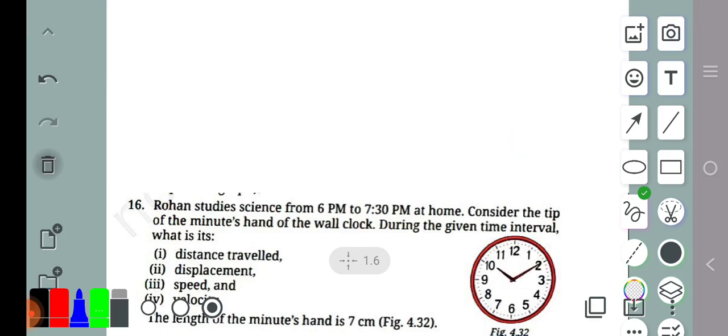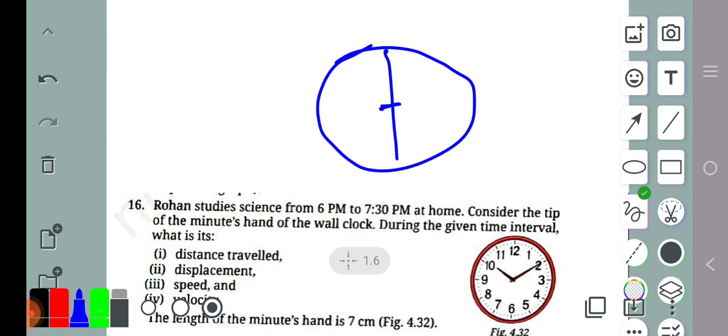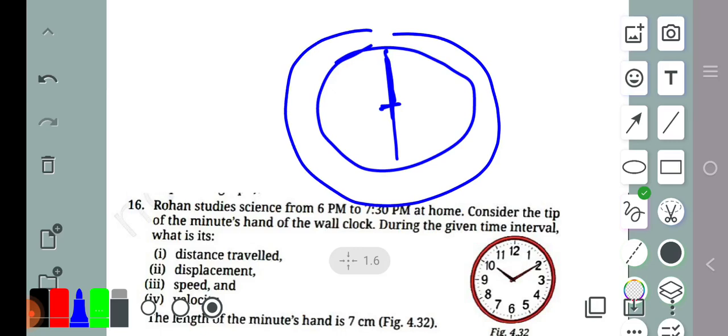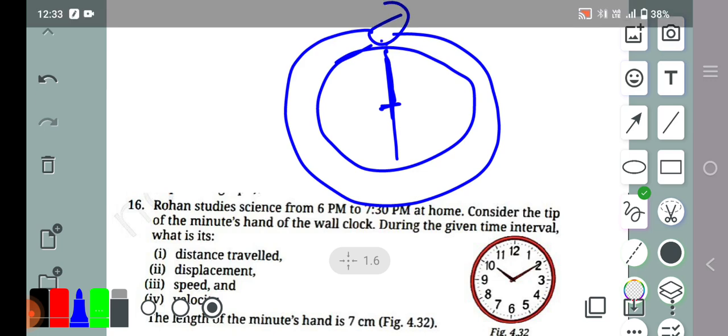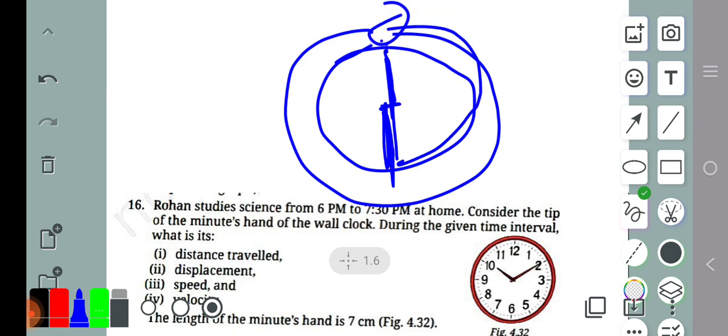If we consider 6 p.m., this is the circle, this is 6, this is the minute hand. Now when the minute hand covers a 1 hour time interval, it comes to the same position, at 7 o'clock. And after half an hour, at 7:30, this will be the position of the minute hand. So this is actually the diameter only, right? After 1.5 hours, the displacement will be the diameter only, because the final position is the opposite end of the minute hand. So the displacement will be 2 times 7, 14 centimeter.